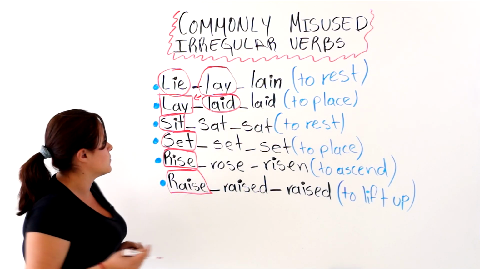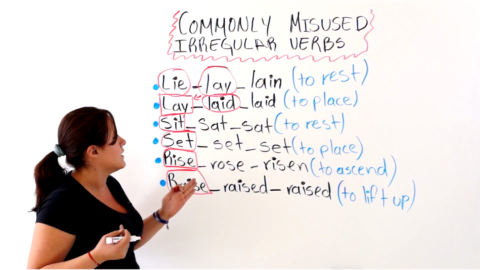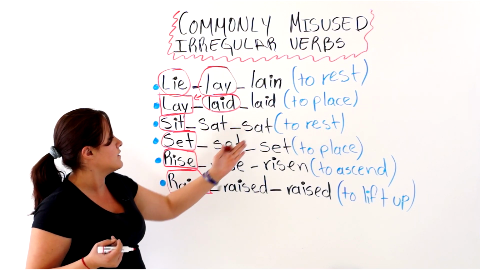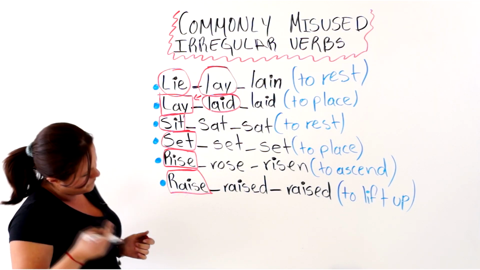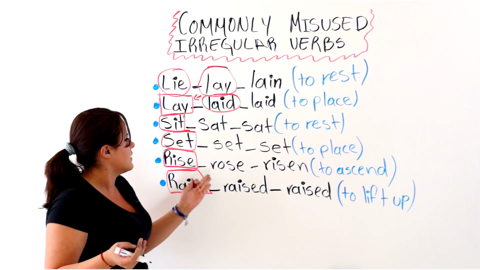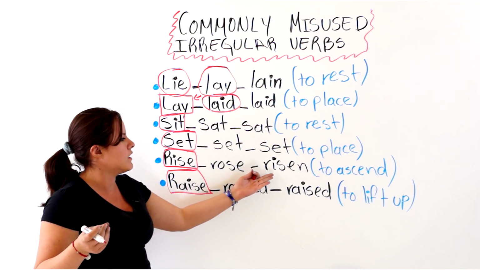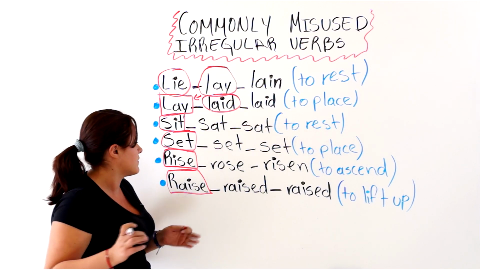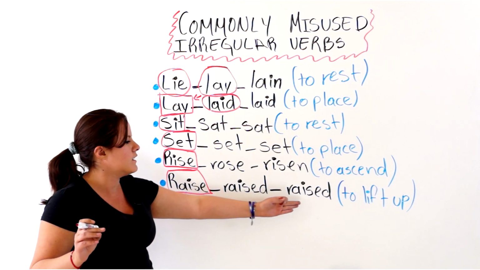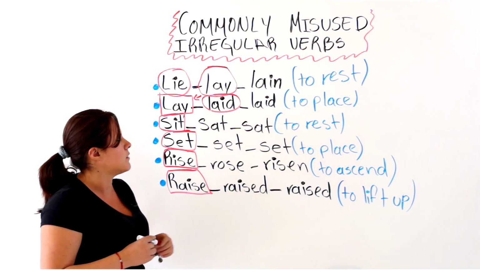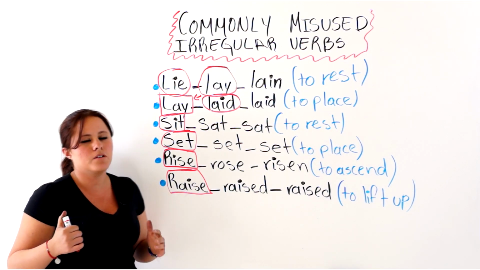And it is often confused with set because they sound similar. Sit, set. All right? But the past is sat, and the past of set remains the same as the present. Set, to place. And rise is, for example, he rose from the grave, or he has risen from his bed. All right? To raise, for example, he raised his hand, or he has raised his hand. Right? To lift up. So these are the six most commonly misused irregular verbs.